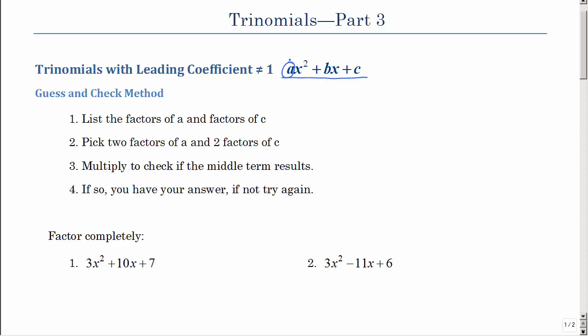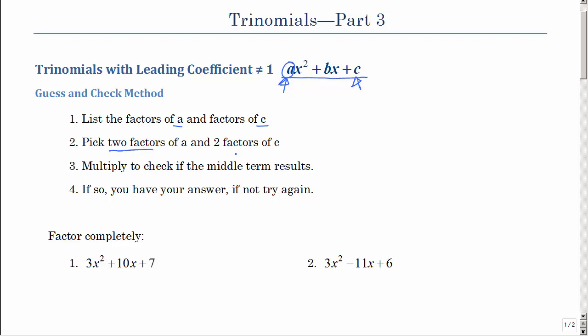I am going to teach the guess and check method. If you know of other methods that you prefer, that's fine. So the guess and check method says that you need to list the factors of A, which is that number, and list the factors of C. Then we're going to pick two factors of A and pick two factors of C, put them in there, see if it works. That's why it's called guess and check. If you get that middle term, it works. If not, we try again. My job is to try to help you understand to make some better choices.